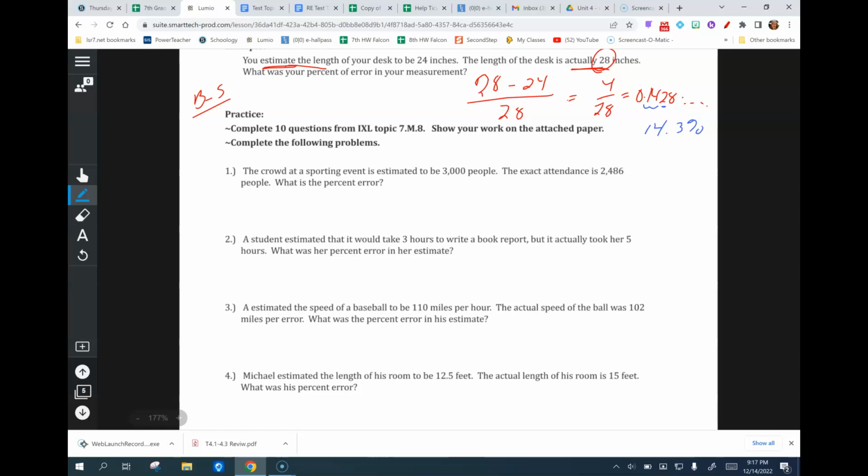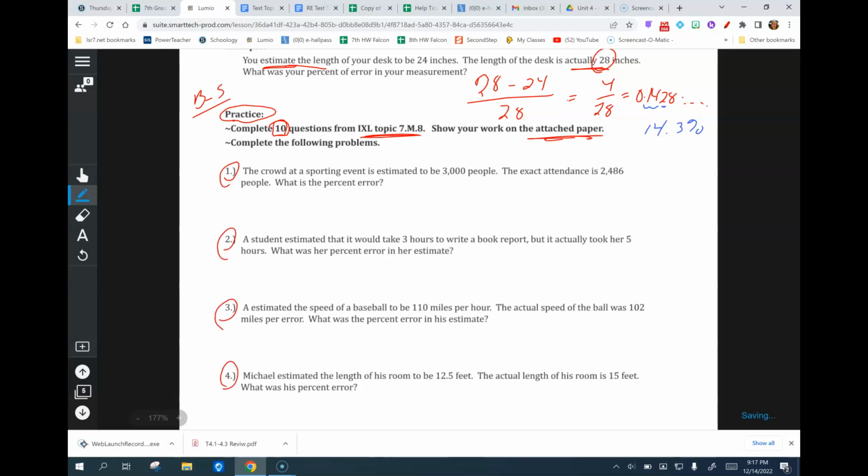So what you're going to do for your practice, for your homework this time, is you're going to do 10, yes, exactly 10 IXL problems from 7M8. Show your work on the attached paper, the next page, the page that's stapled onto your packet. Now, if you're at home and you're absent, just put 10 problems on a piece of paper. Now you're going to complete these 4 problems, okay?